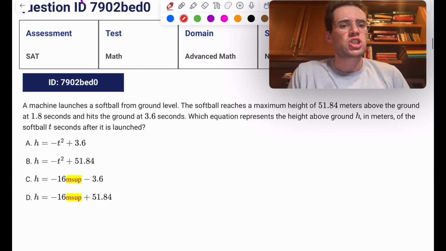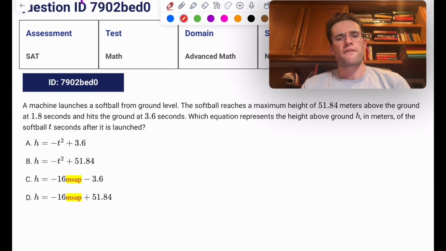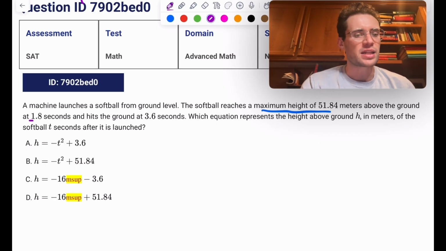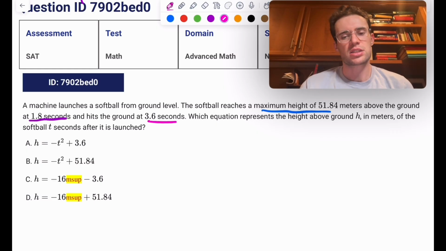All right, a machine launches a softball from ground level. The softball reaches a maximum height of 51.84 meters above the ground at 1.8 seconds and hits the ground at 3.6 seconds. Which equation represents the height above the ground h in meters of the softball t seconds after it launched?